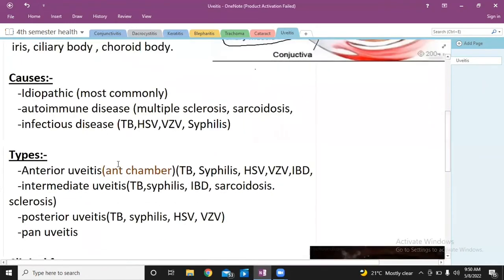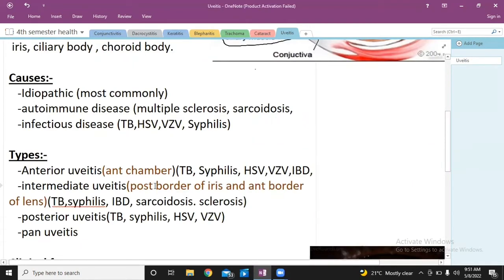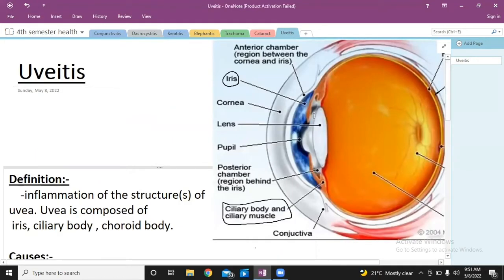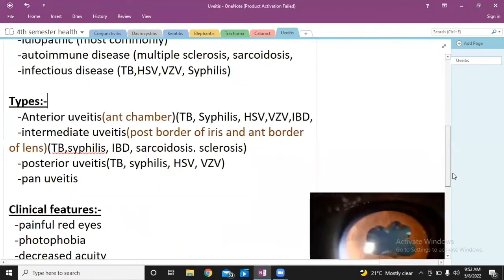Now, what is intermediate uveitis? Intermediate uveitis is the uveitis which is happening posterior to the iris and anterior to the lens. Whenever the inflammation is in this posterior chamber, it means that this is intermediate uveitis.